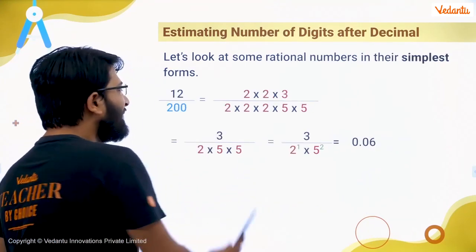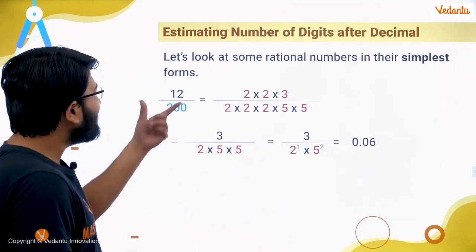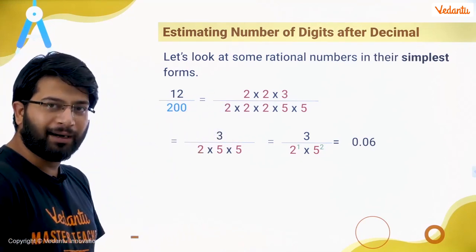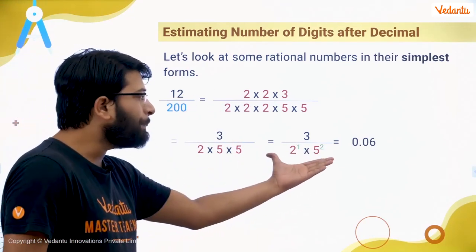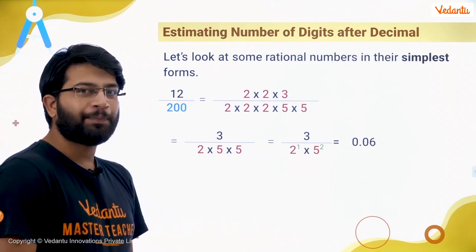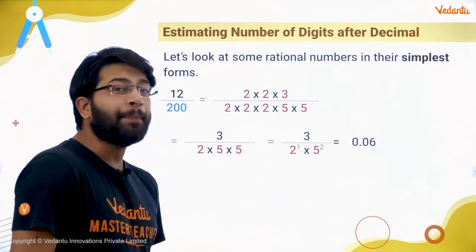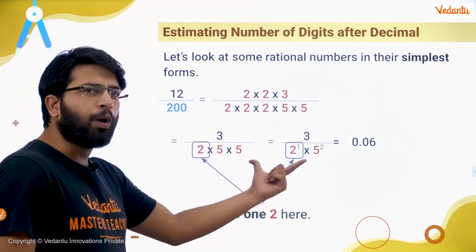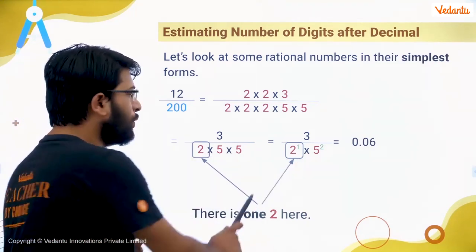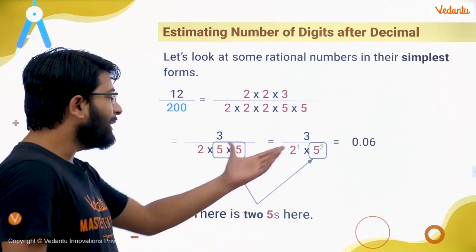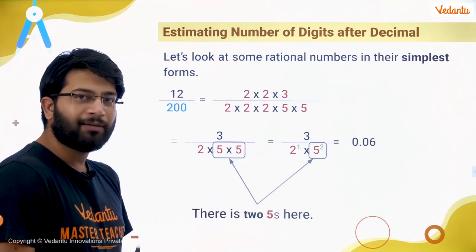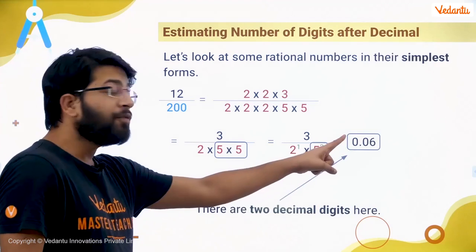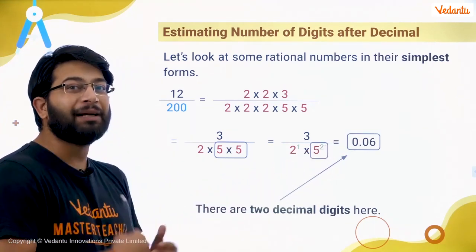Let's see one more example. Let's see 12 upon 200. After cancelling out the common factors, we are getting 2 to the power 1 into 5 to the power 2, and we are getting 0.06. So champ, here we have only one factor of 2 and 2 factors of 5. And we have a total of 2 decimal digits also.